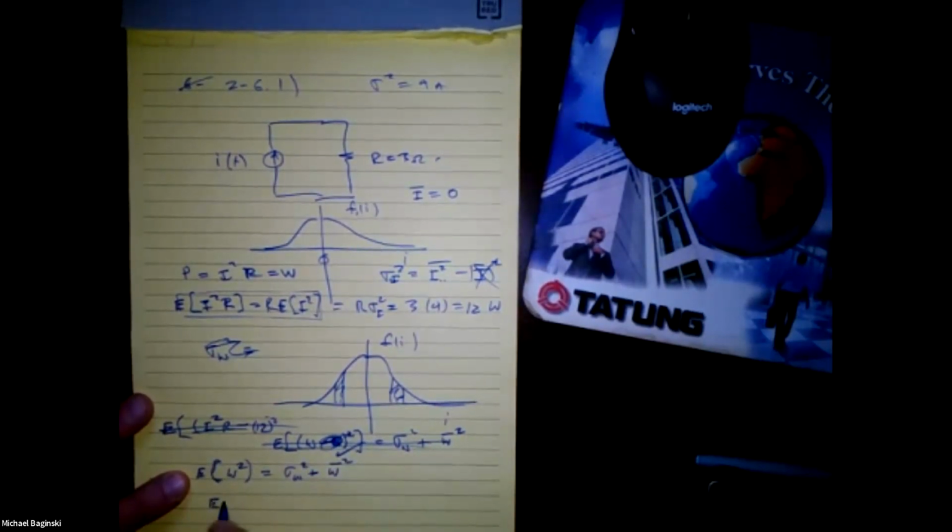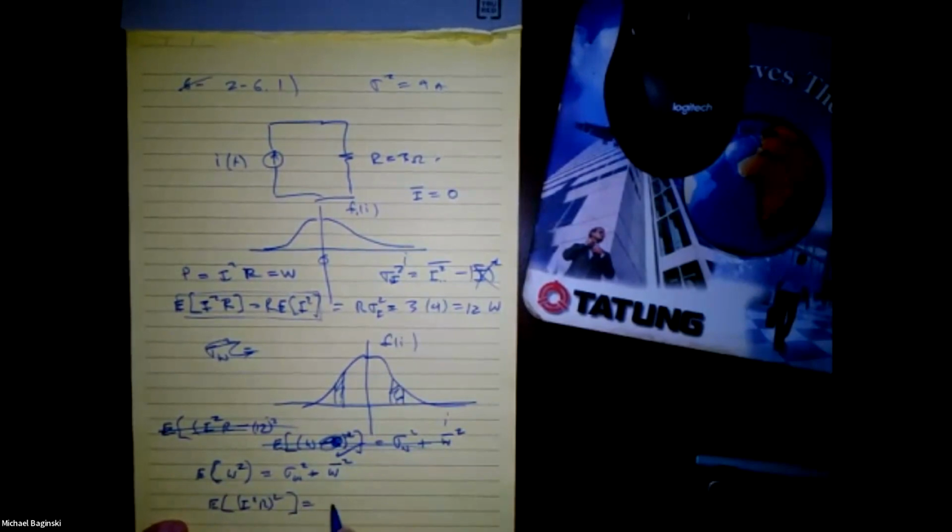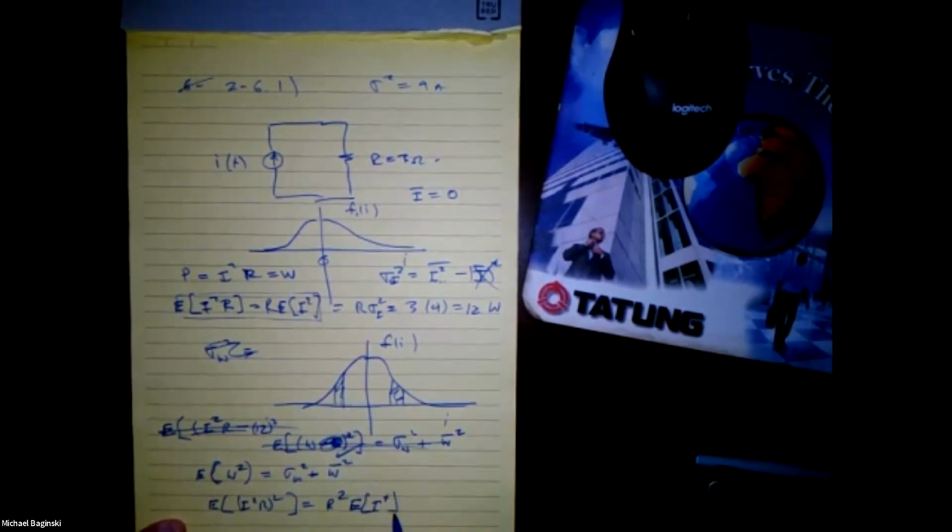This is the expected value of I squared R squared. And that would be equal to the expected, or it would be R squared times the expected value of I to the fourth.